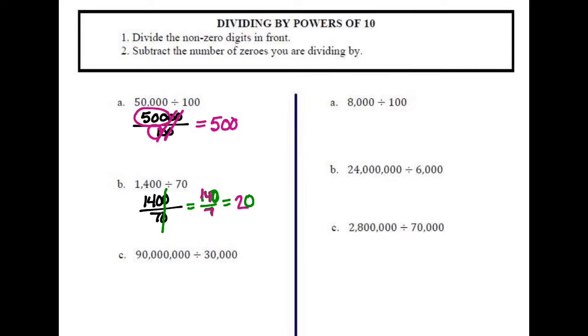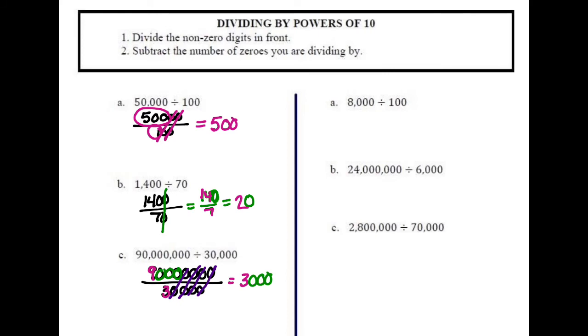Okay, let's do the last one. So we have 90 million over 30,000. And I'm going to cross out some zeros. So there's 1 pair, 2, 3, 4. Now I don't have any zeros at the end of the number, so I'm done. So 9 divided by 3 is 3, right? And then I have 1, 2, 3 zeros, so I need 1, 2, 3 zeros.